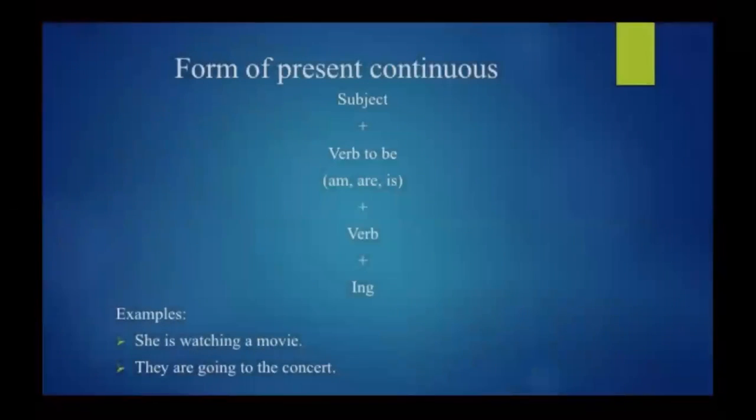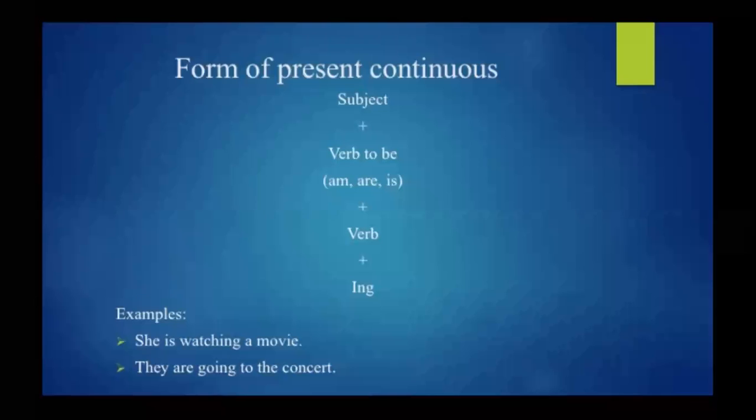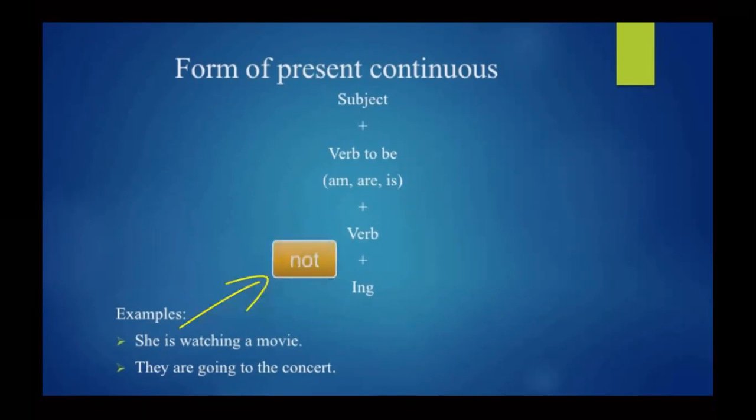Now let's go over the form of present continuous. Subject plus verb to be, are, is plus verb plus ing. Examples: she's watching a movie. They're going to the concert. These are the steps to follow when making an affirmative statement. And if the statement is negative, we add the word not between be and the verb plus ing.